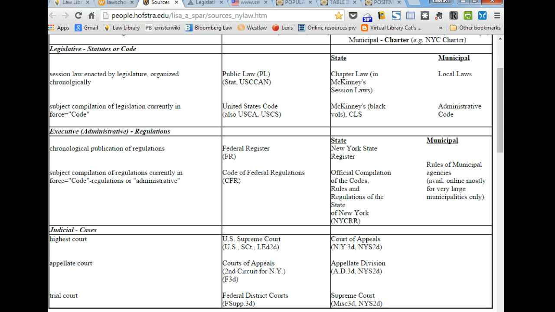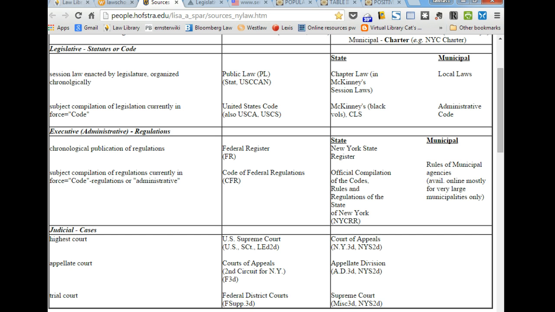But mostly what we're going to focus on are what we already talked about that you learned about in your admin class, which is regulations. And as you will see, a similar pattern exists for regulations. Looking at our description when we're looking in the executive branch, there's a chronological publication of regulations, and that is called, looking at the chart, Federal Register. Exactly. And in New York it's called? New York State Register. Yeah, they're frequently called registers.